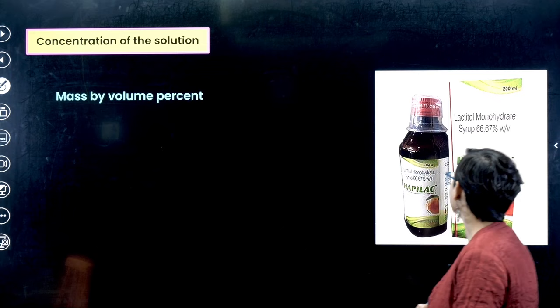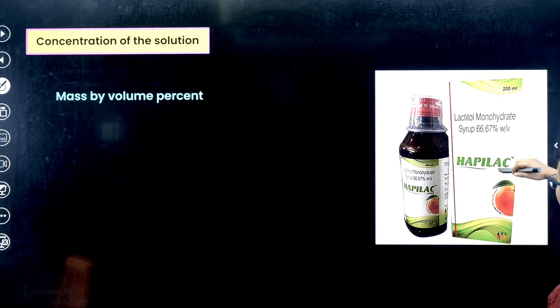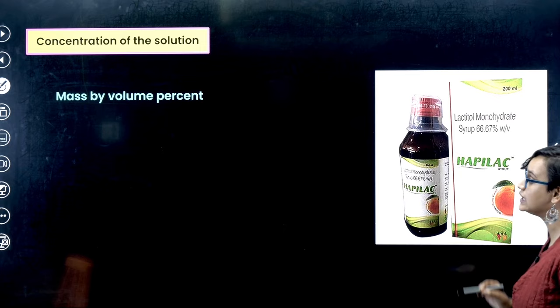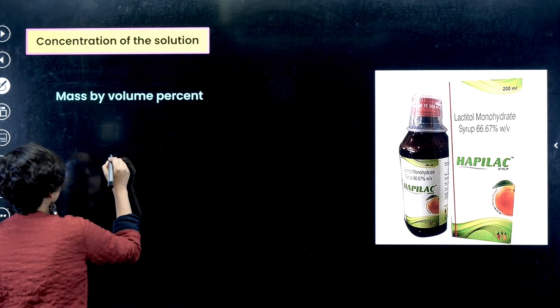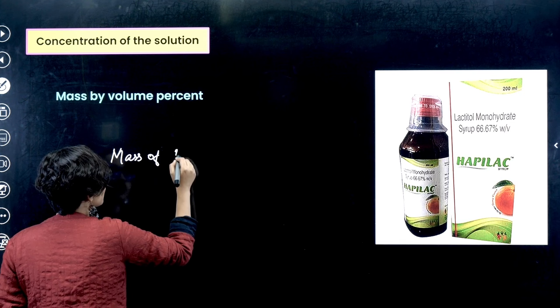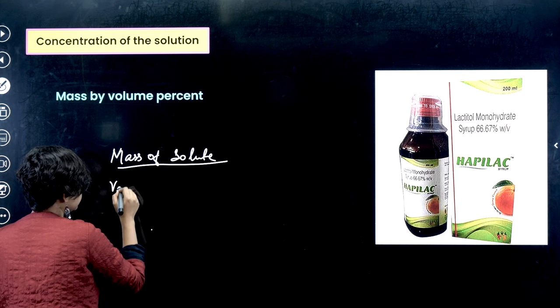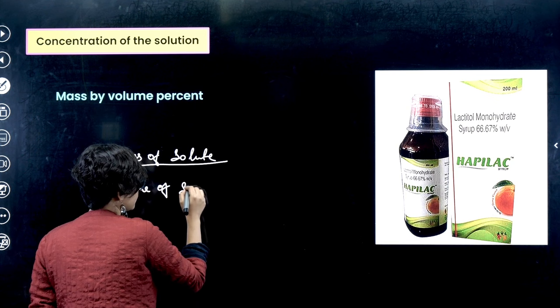Now, have you ever seen a medicine like this, lactitol monohydrate? And in this, do you see 66.67% W by V written? What is written? W by V. That means mass divided by volume, right? Mass by volume percent we are talking about. So that means we are going to write here mass of solute divided by volume of solution multiplied with 100, because it's percent, right?